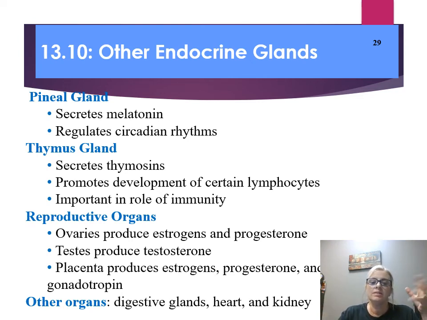And then the kidneys secrete erythropoietin. Remember, erythro means red, so we're talking about red blood cells, and so that is actually tied to red blood cell production.